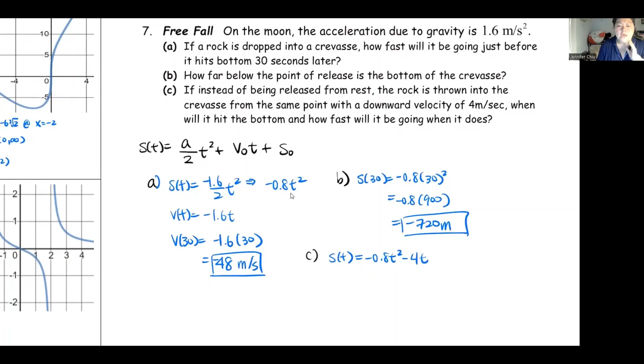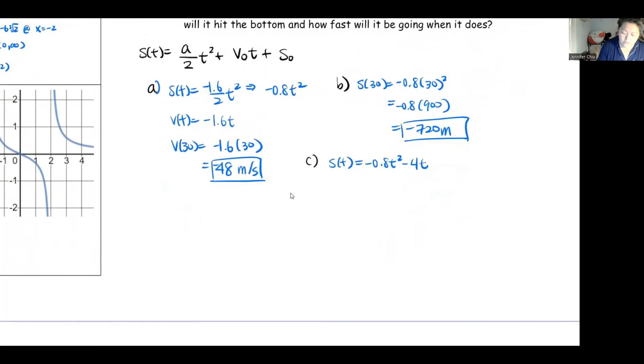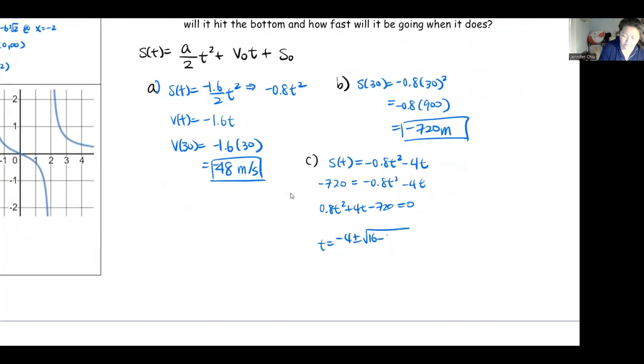It says, when will it hit bottom? How fast will it be going? So you know that the bottom is negative 720. So negative 720 set equal to negative 0.8 t squared minus 4t. Bring it all over to the left side. Negative 0.8 t squared plus 4t minus 720 equals 0, right? You want to solve for t. And this is not factorable, so you have to use your quadratic formula. So t equals negative b plus or minus the square root of b squared minus 4 times negative 0.8 times negative 720, all over 2 times negative 0.8, which is 1.6.